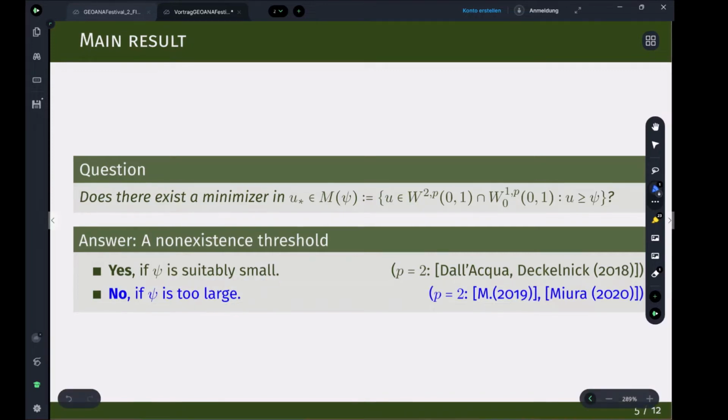And in the videos that we will discuss, we will now only focus on why minimizers stop existing if the obstacle is too large. And I should mention that all of this has been studied in previous articles for p equal 2. So those are also interesting to look at. And we will see why this can also hold for arbitrary p in (1, infinity).